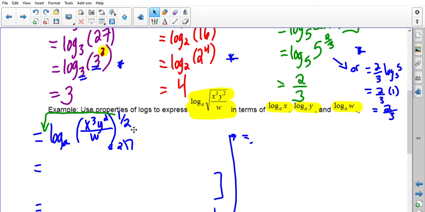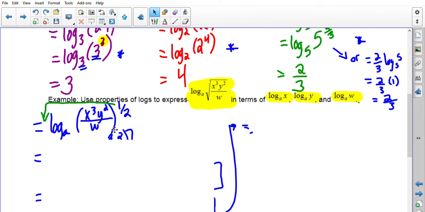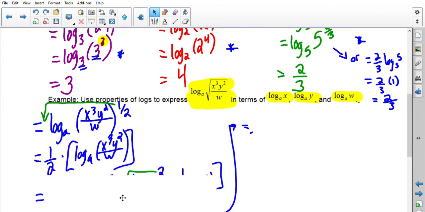Now I'm going to use the property that we just learned before, so log law number 3, where we can take that exponent and bring it down in front. So we can write that as 1/2 times log of x cubed y squared divided by w to the base a.